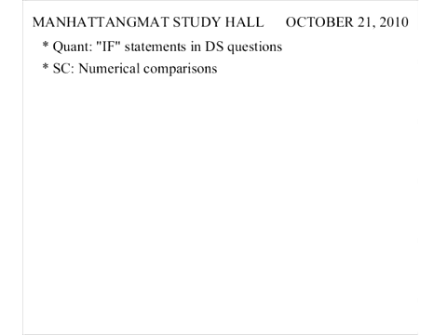On the screen you have the menu of topics for today. In quantitative, we're going to talk about data sufficiency problems that have "if" in the statement. And in sentence correction, we're going to talk about sentences that make numerical comparisons. So more than, less than, as much as, twice, double. A number of you have been submitting questions about that sort of thing, so that's today's sentence correction topic.